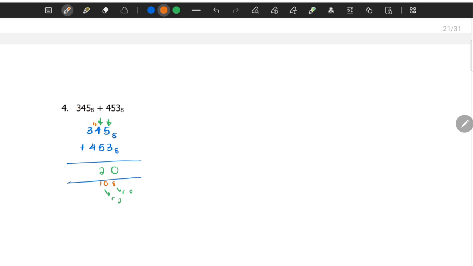Then you carry 1 because it was more than 8. Then it's going to be 1 plus 3, 4 plus 4, it's 8 again. That's going to be 8. And the remainder is going to be 0. Then you carry 1 to the next place order. That's going to be 0. And then 1 to base 8.